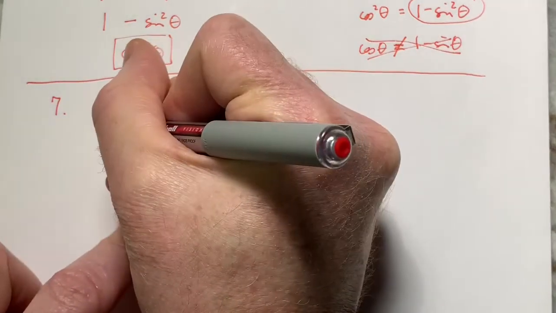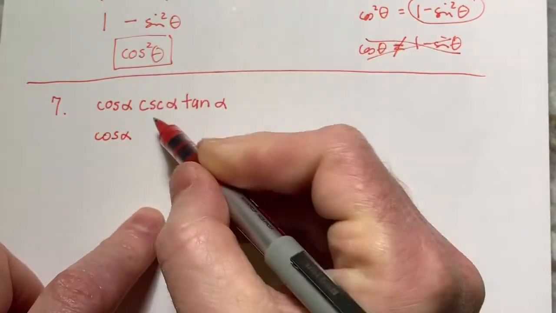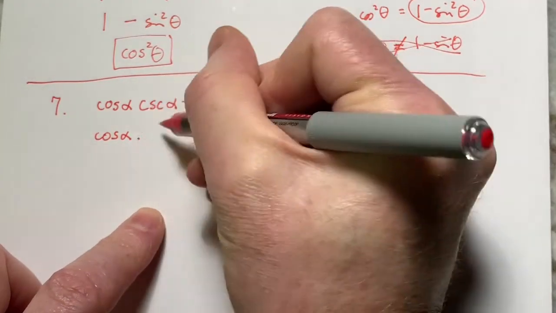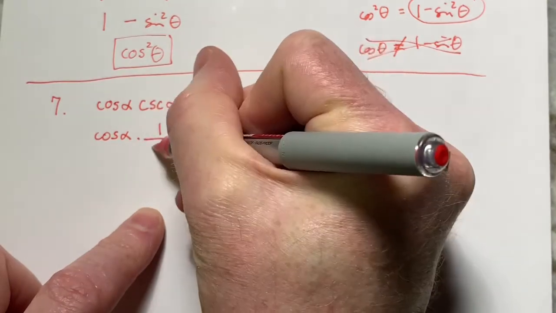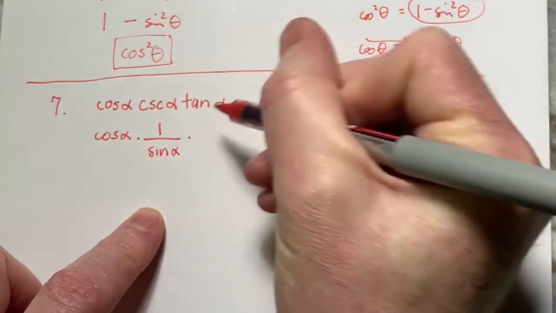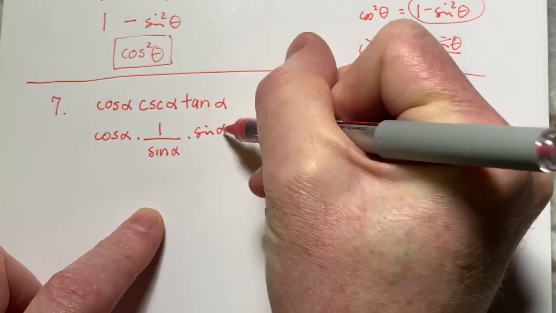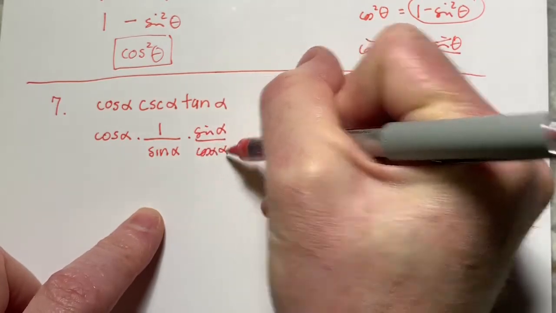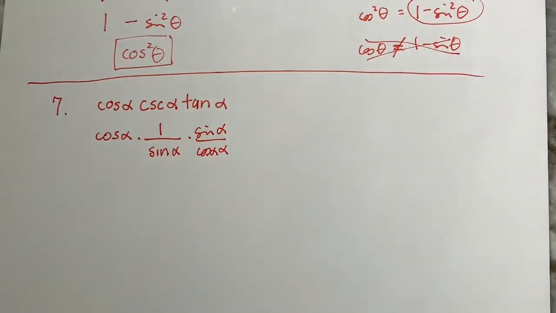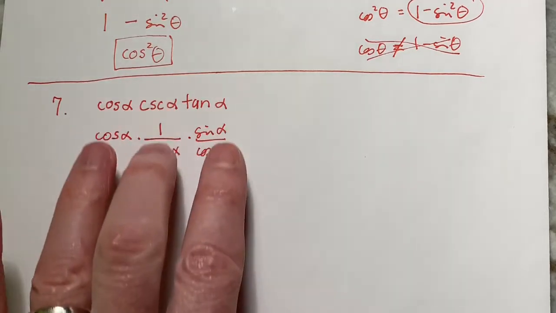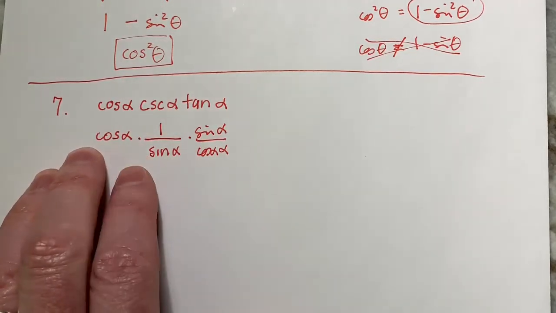So cosine is already in terms of cosine and sine. Cosecant is a reciprocal of sine, so I'm going to write it as 1 over sine of alpha. And tangent is sine of alpha over cosine of alpha. So I'm using these fundamental identities that I know, right? And that's rule number 3. Use the fundamental identities. I'm using them to rewrite everything in terms of sines and cosines.